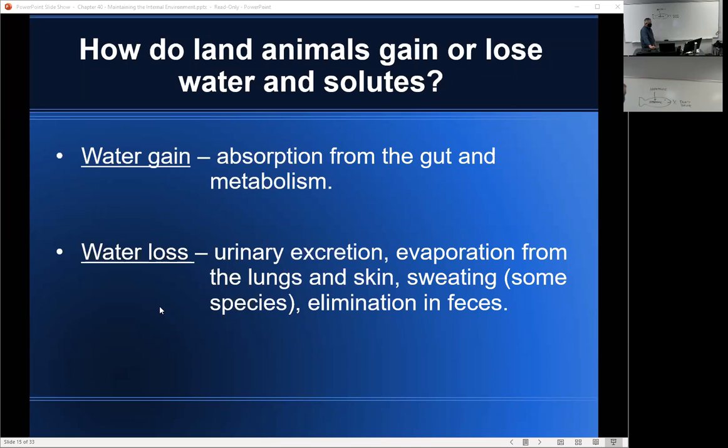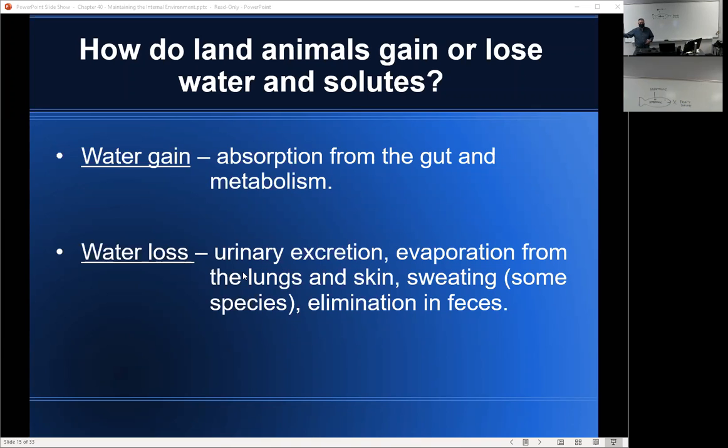Water loss: urinary excretion is an example of water loss. Evaporation from the lungs and the skin. Sweating, in some species. Humans regulate our temperature by sweating if it gets too hot.